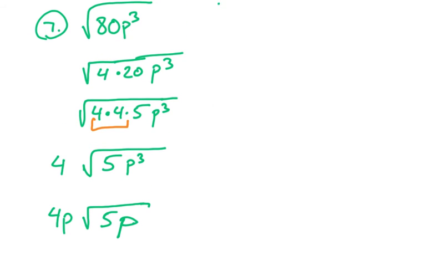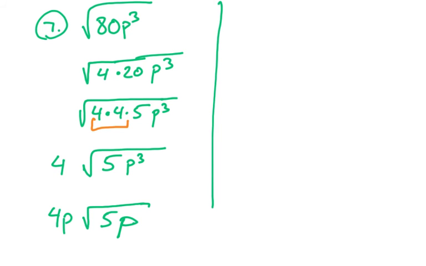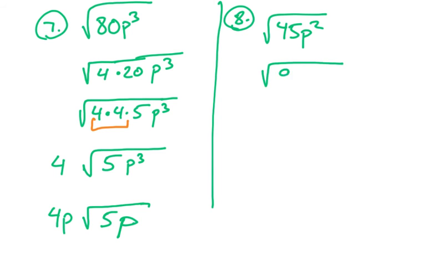Okay. All right, next one. Number 8, 45p squared, square root. Okay. So again, if I can take a perfect square, in this case 9, go ahead and do that. So 9 times 5, p squared. Square root of 9 is 3. Put that on the outside. Or you could break 9 into 3 and 3, and so you have 2 groups of 3, so you have 1, 3 on the outside, if that makes better sense to you. 5p squared. And then with p squared, well, 2 divided by 2 is 1, so that just means the p goes on the outside.